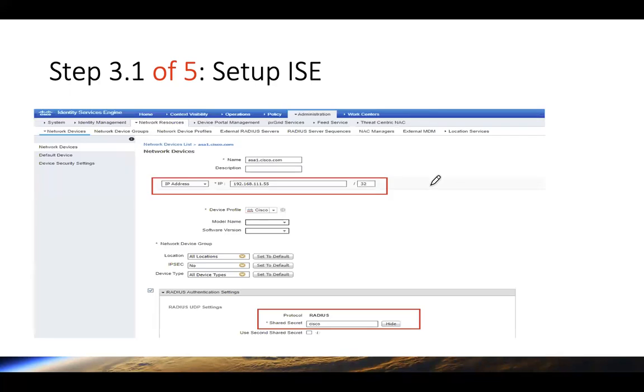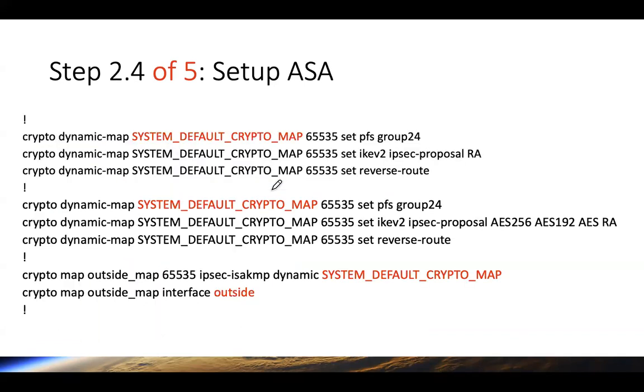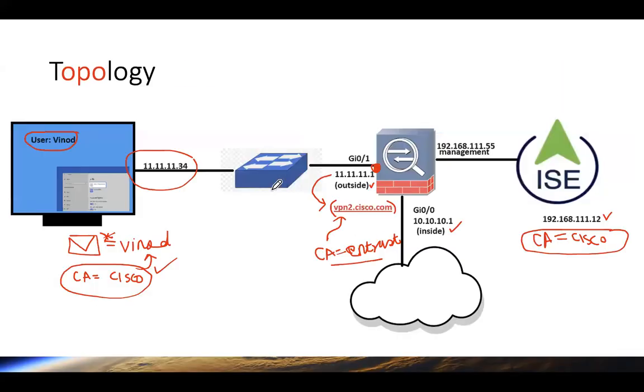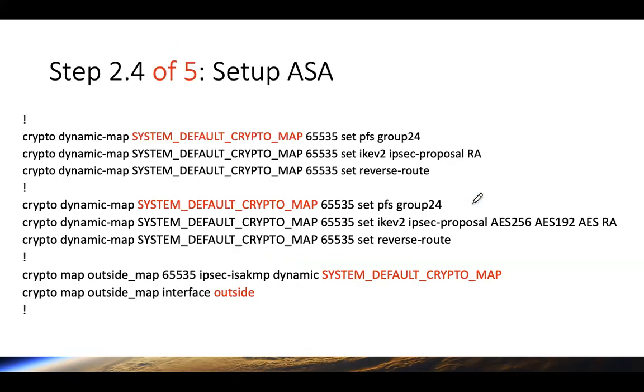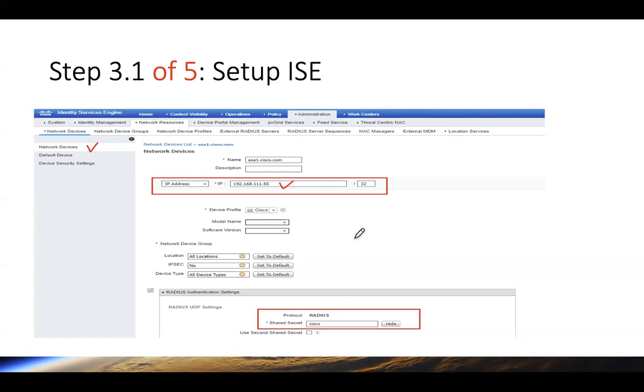Now we're going to configure Cisco ISE, where we created a profile under the network devices for ASA, and that's the IP of Cisco ASA, 111.55. If you go back to the topology, Cisco.